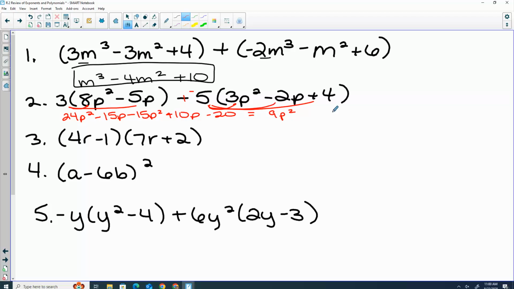Negative 15 plus 10, so negative 5p minus 20. And you could have those terms in a different order. You just have to have them all, but it doesn't necessarily have to follow the same order I write them.